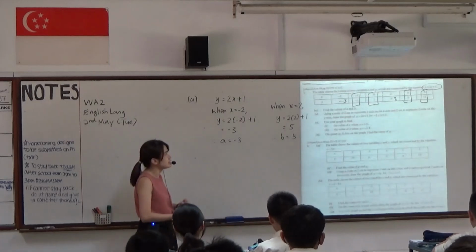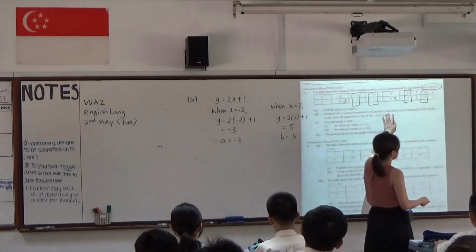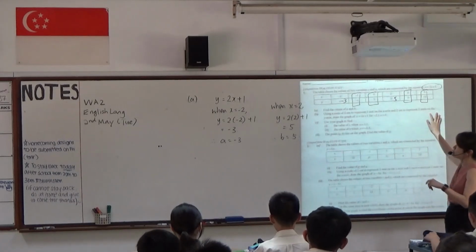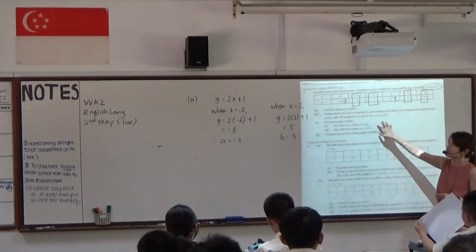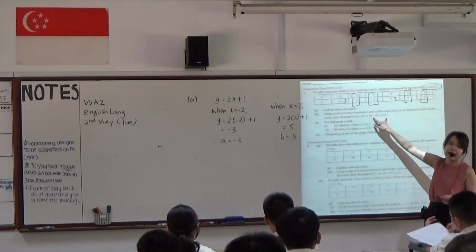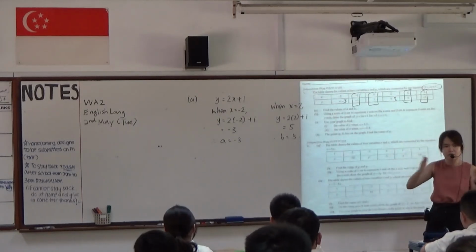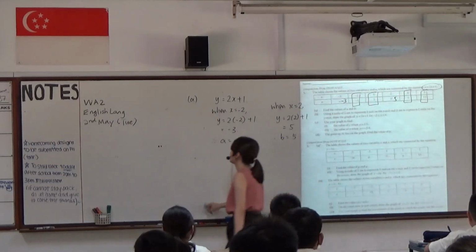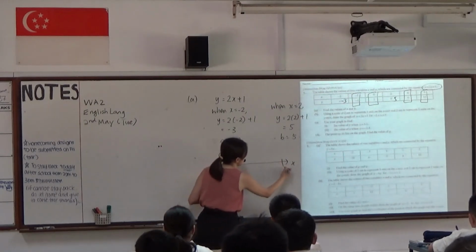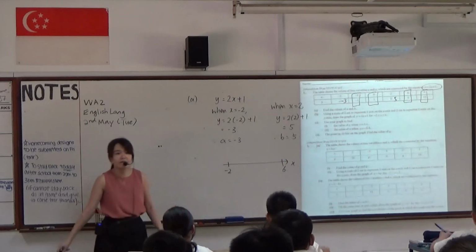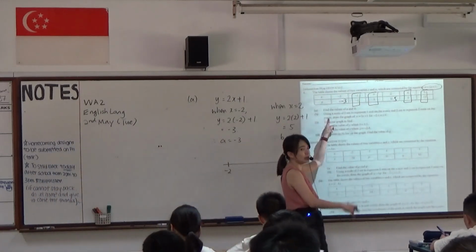Part B says that using a scale of 2 cm to represent 1 unit on the x-axis and 2 cm to represent 2 units on the y-axis, we are going to draw the graph. Draw the graph for what? For negative 2 ≤ x ≤ 6. This is an inequality. It's just telling you that your x values on your x-axis will be from negative 2 all the way to 6, which is what I have already drawn. So we don't need to bother ourselves with this at the moment.